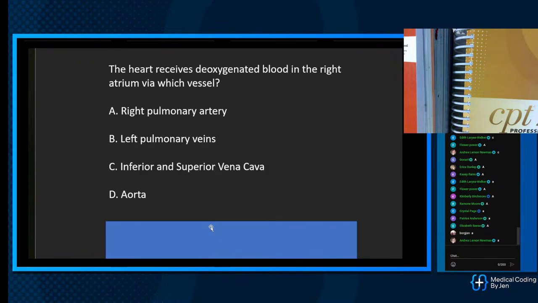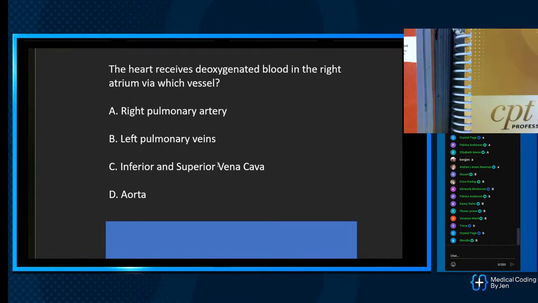The heart receives deoxygenated blood in the right atrium via what vessel? I had a question like this on my exam. Something about blood coming in from some artery and out to something else. They wanted to know which. So where would you guys find the answer for this one? You'd probably find it in both books, the CPT and the ICD-10, especially since you've got those pictures drawn with the arrows of the heart and the way the blood's flowing.